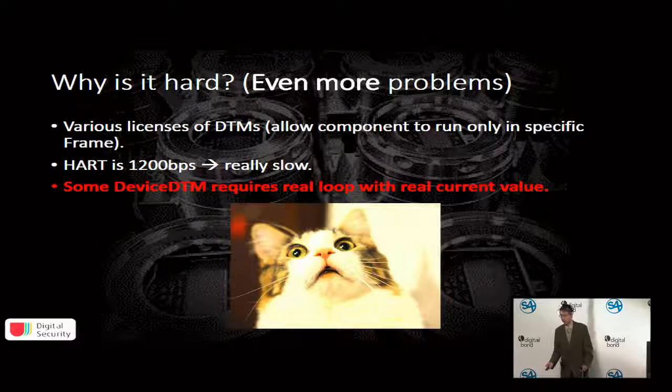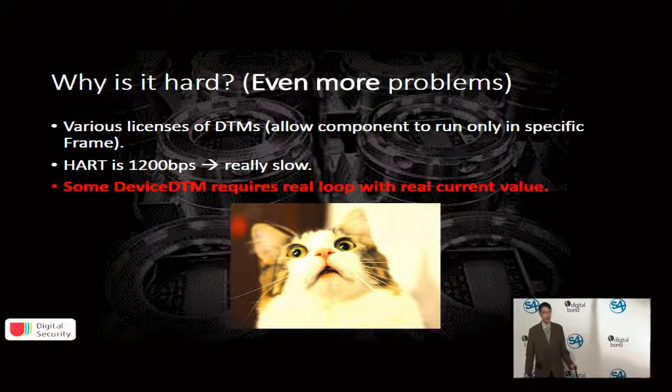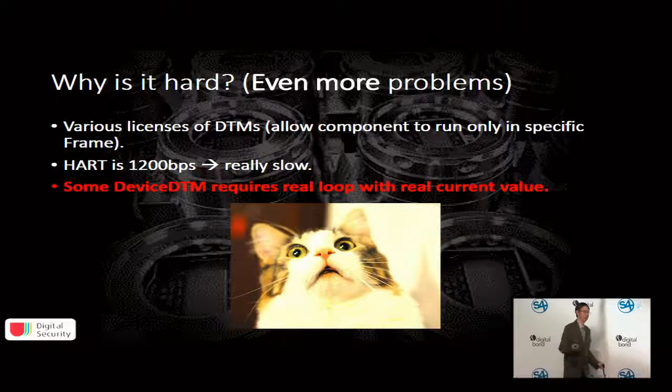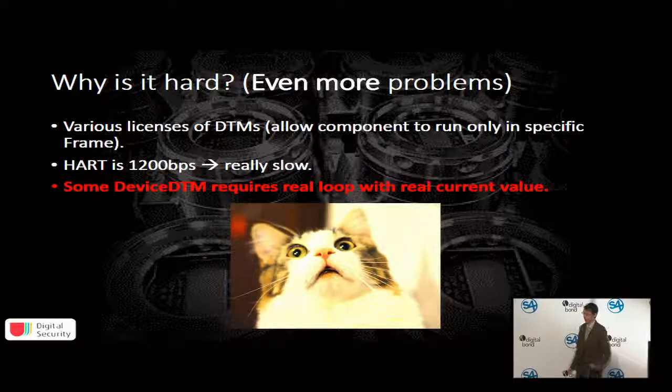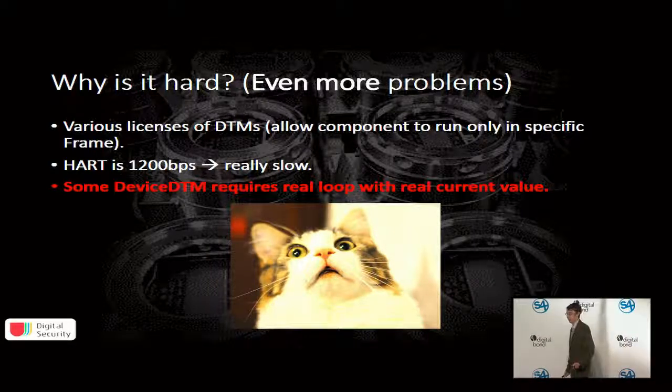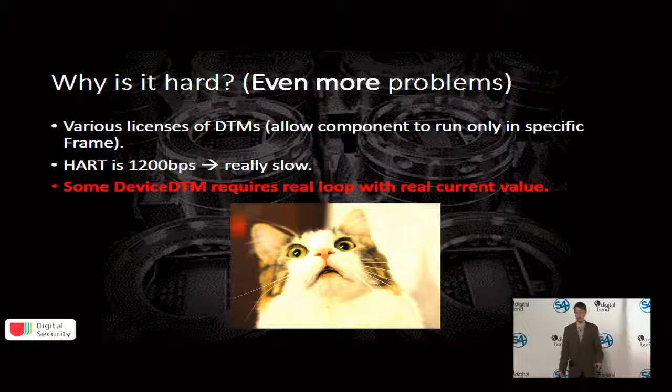The other problem is the various licenses of DTMs, because some companies allow running the DTM components only in a specific frame application. For example, Endress+Hauser allows running some of the DTMs only in FieldCare. And the HART protocol is also slow, and we need fast fuzzing. And moreover, some really weird device DTMs require a real loop with a real current value, and that's the problem.